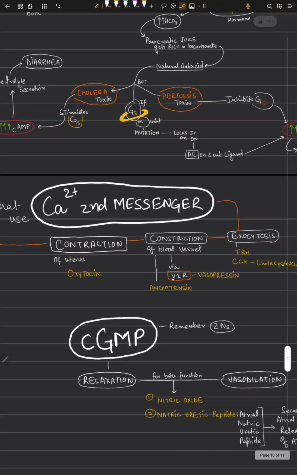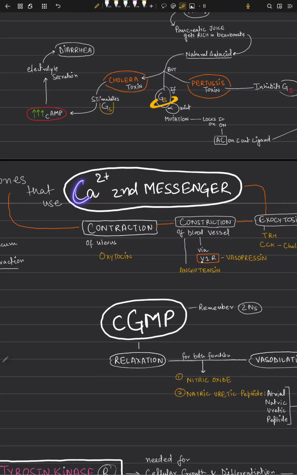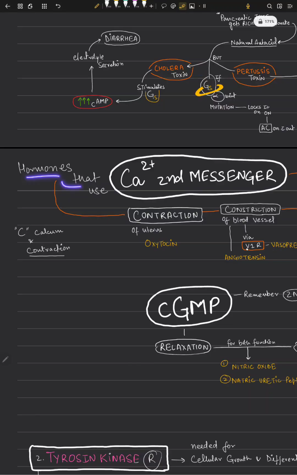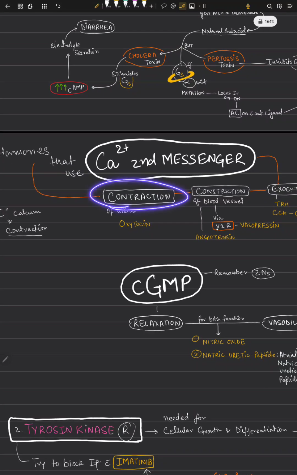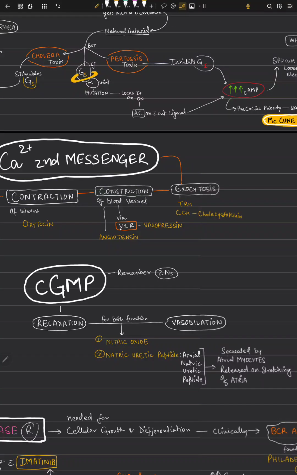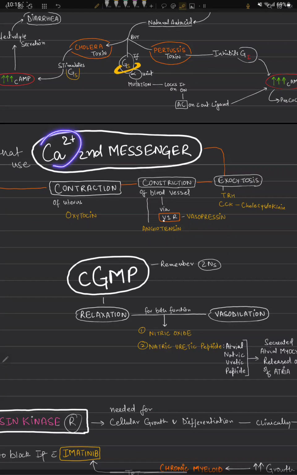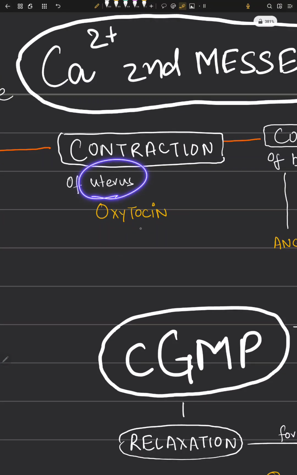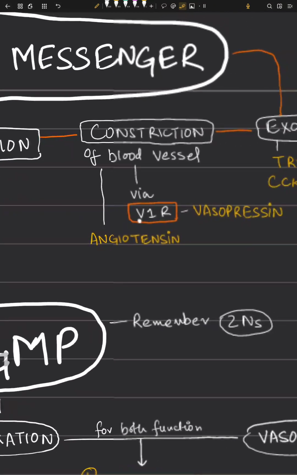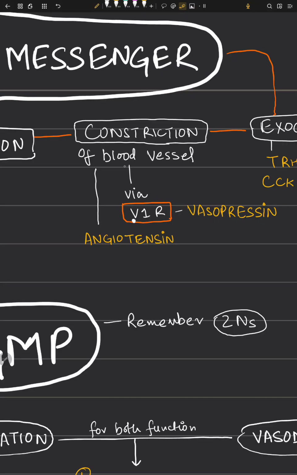Cool. Let's talk about the other second messenger, that is calcium. Hormones that use calcium are for contractions, constrictions, and exocytosis. Anything that's coming out of the cell, we need calcium. C stands for calcium, contraction, and constriction. Contraction of what? Of the uterus. Which hormone? Oxytocin. Constriction of what? Constriction of blood vessels. Via what?